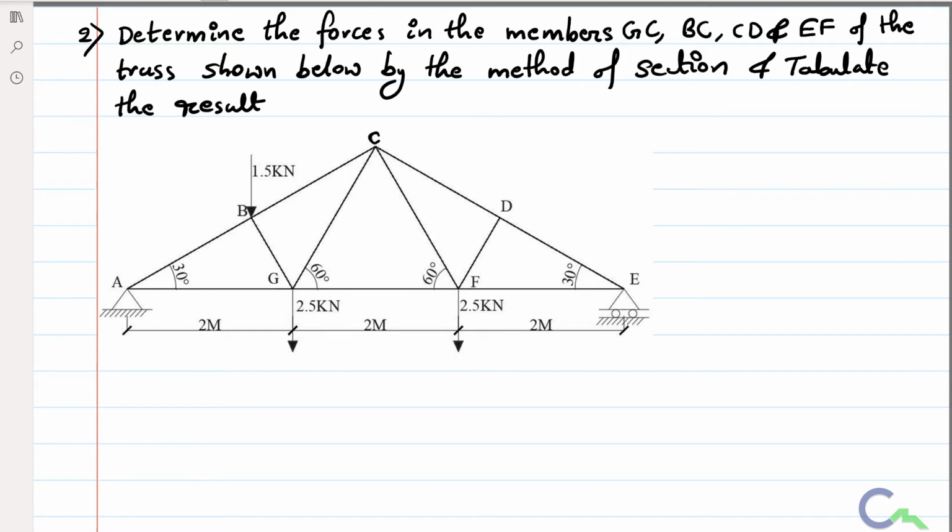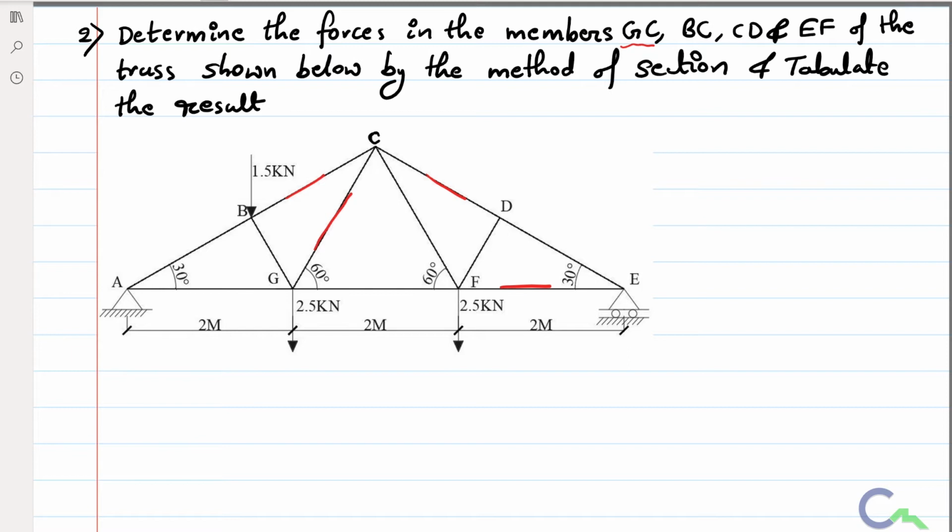So they asked we have to find the forces in GC, that is here, then BC, then CD, then EF. By using one section it is not possible. We have to take minimum two sections to analyze this truss.